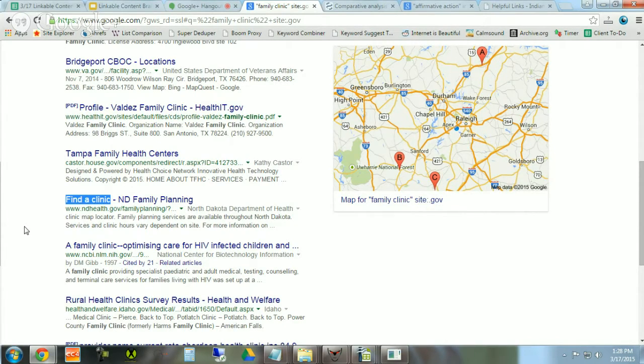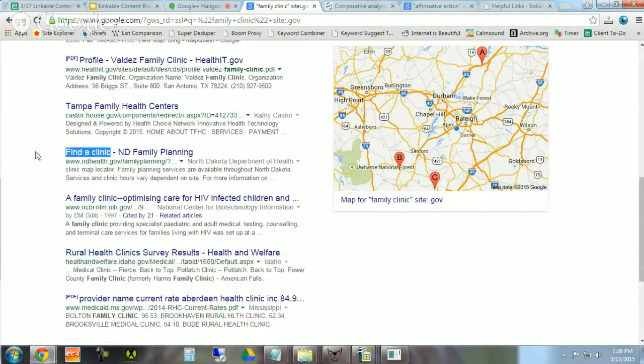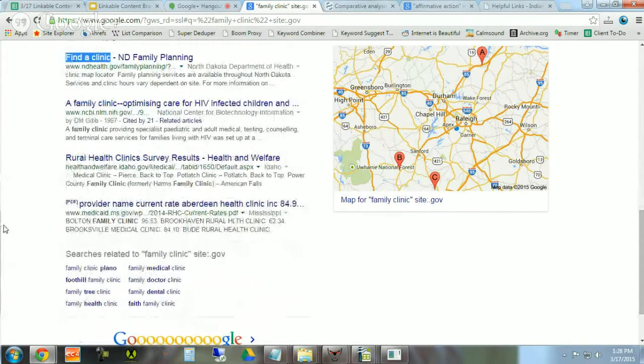But I was thinking about finding general family clinics, and this looks like a family planning clinic, but in North Dakota. You could narrow it down that way too. But a state by state family clinic discovery tool, locator tool, could be very effective. I could see that as a good way forward. Wow, rural health clinics. This is interesting. That's in Idaho. I'd be interested in rural health clinic lists and discovery.